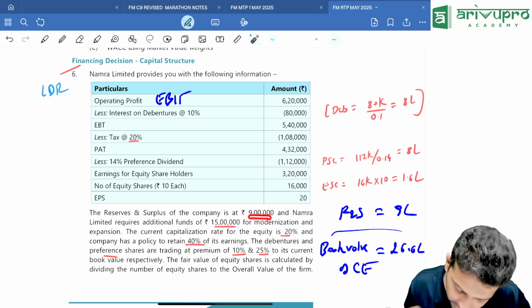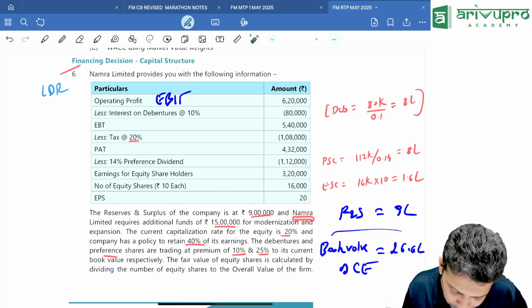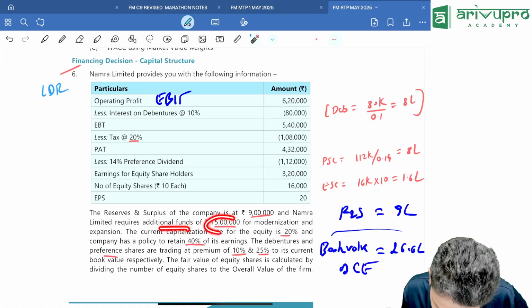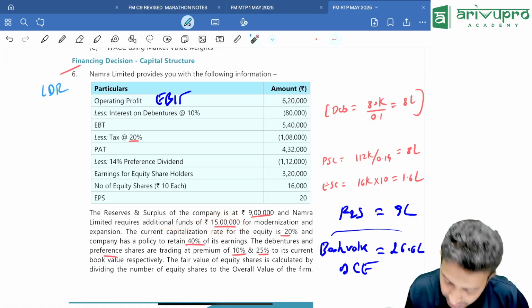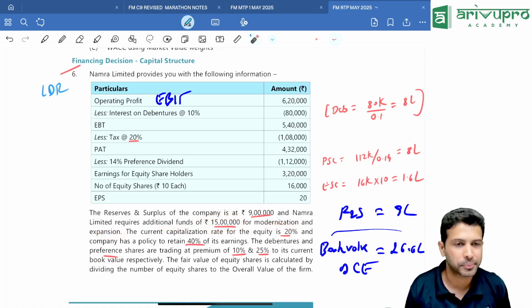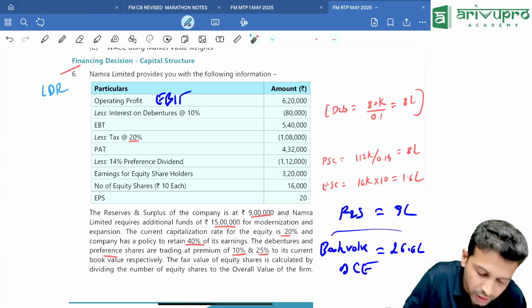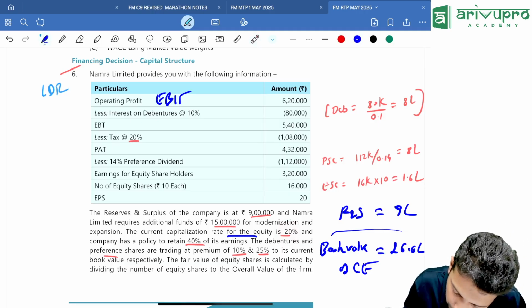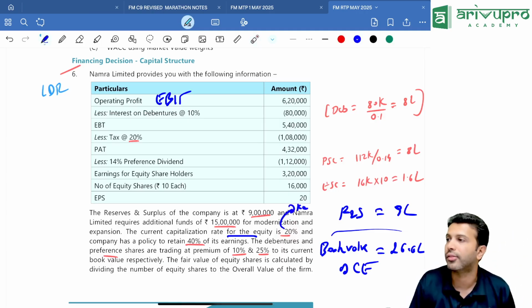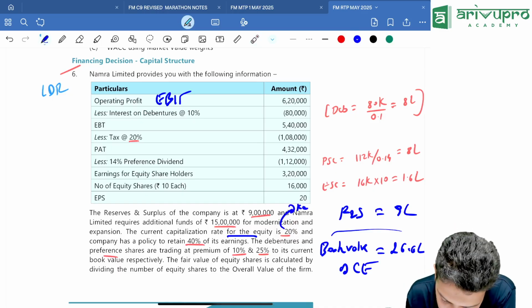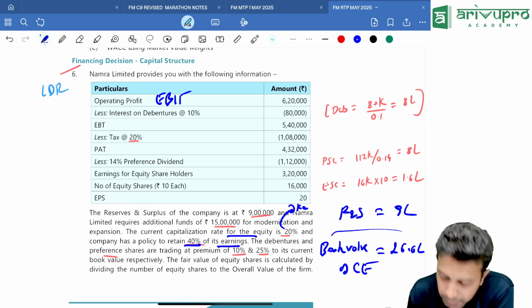Reserves and surplus is 9 lakh. Okay, this company requires additional how much funds? 15 lakh for some modernization and expansion. The current capitalization for equity is 20%. Sir, this is your equity capitalization rate, meaning this is your cost of equity. Company has a policy to retain 40% of its earnings.